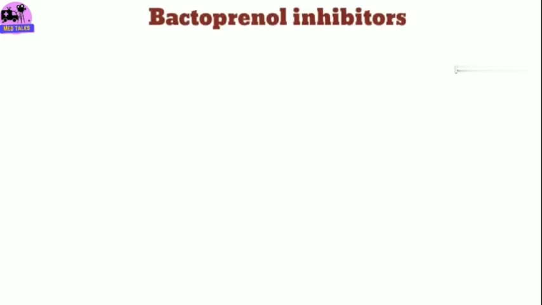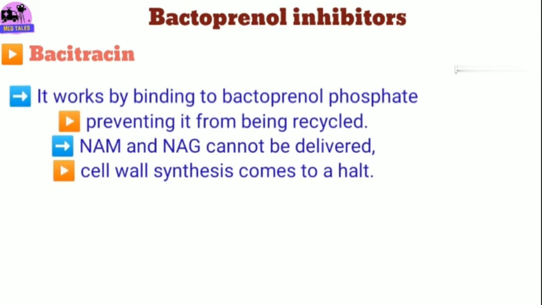Now, let's focus on a key class of medications, bactoprenol inhibitors. The best-known example is bacitracin. Bacitracin prevents the recycling of bactoprenol phosphate, a key transporter for NAM and NAG. Without it, cell wall synthesis stops. Unlike beta-lactams, which target PBPs, bacitracin disrupts precursor transport, a completely different strategy.